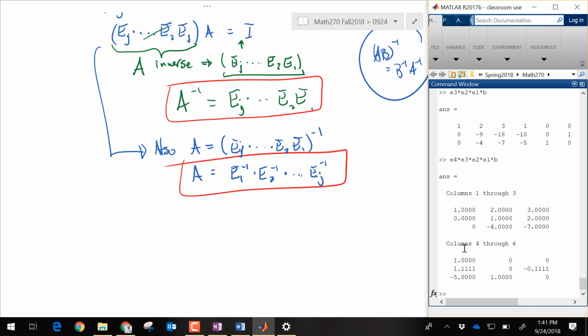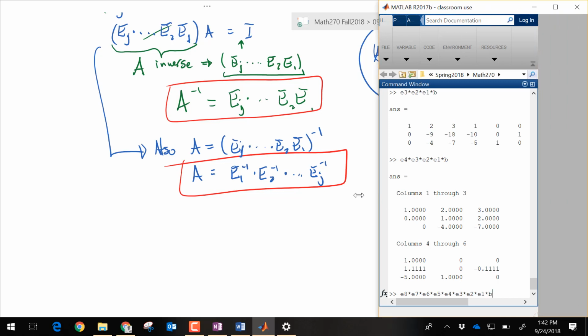All right. Okay, so let's cut to the chase here and just do the whole thing. We went all the way to E8. I'm just going to look for it. This is good enough. So E8 times E7 times E6 times E5 times E4 times E3 times E2 times E1 times B. Now let's take a look at the result.